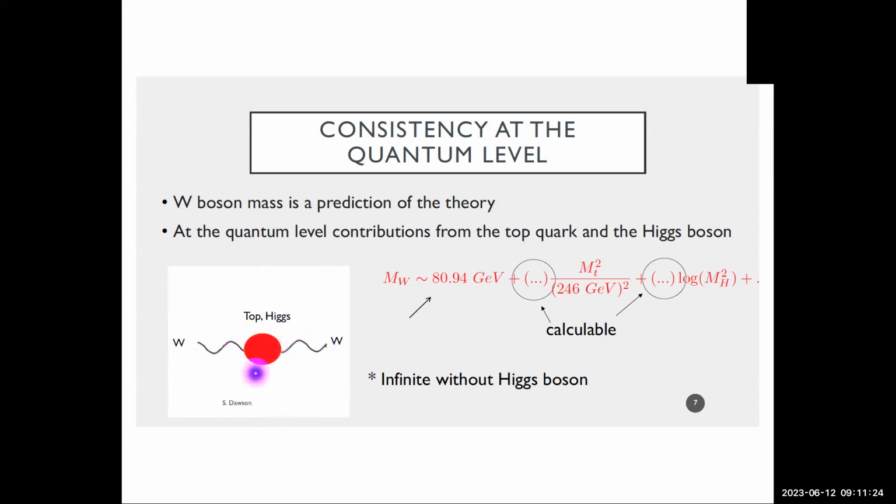So there are top quark loops and Higgs loops. The top quark loops are interesting because they grow with MT squared. It doesn't matter what I normalize it to, but it grows with MT squared, so you get a rather large contribution from the top quark mass. You get a contribution from the Higgs boson, which grows logarithmically. So you have these 2 dominant contributions to what the W mass is predicted to be, and then you can test the theory at the quantum level.